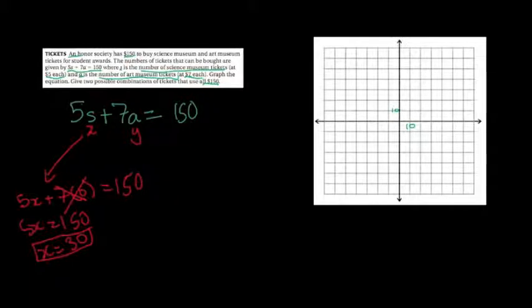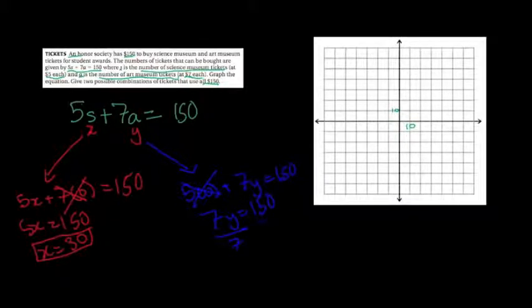Now for our y-intercept, let me use blue. I'm going to make this in blue. So 5 times 0 plus 7y is going to be 150, and then this will cancel out, so 7y is going to be equal to 150, and then if you divide both sides by 7, y is going to be equal to 150 by 7. So these two are the intercepts for this problem.